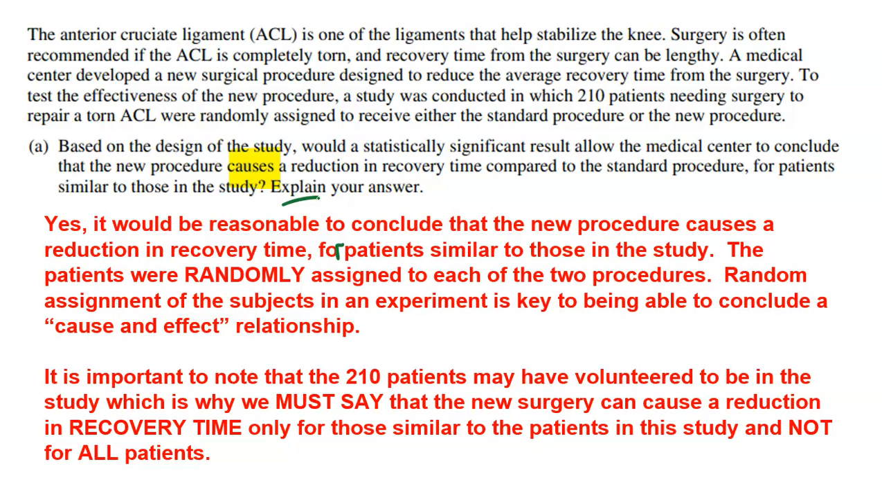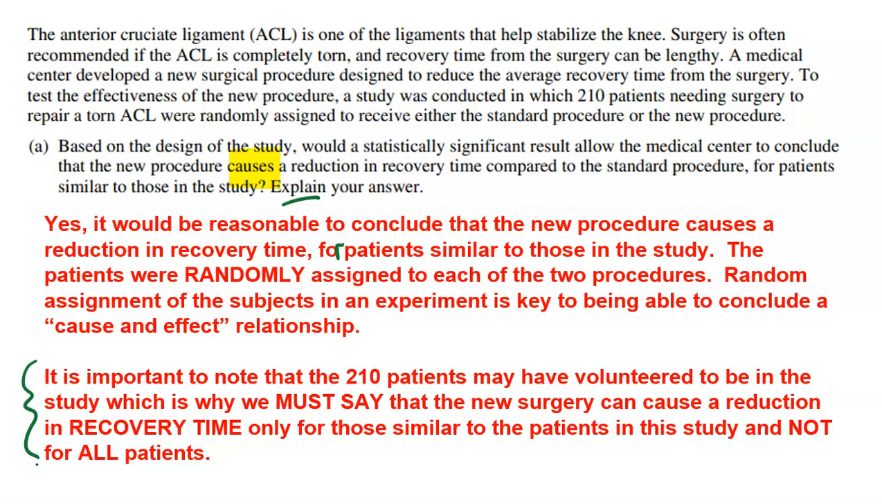In an experiment, the key idea is that you have random assignment of the subjects to go into each of the two groups. So random assignment of the subjects is key to being able to conclude that cause and effect relationship. Now, this last part is really not something you have to say, but I think it's important to note that the 210 patients may have been volunteers in the study, which is why we need to say that the new surgery can cause a reduction in recovery time only for those that are similar to the patients in this study and not all patients.